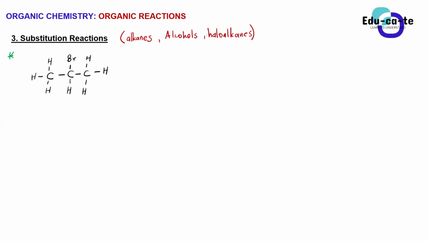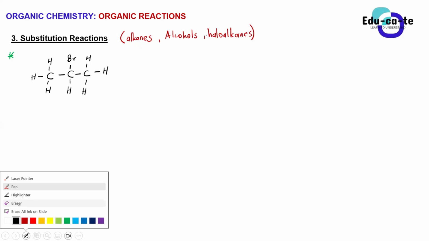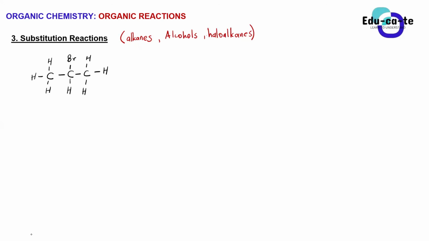All right, so this is a haloalkane, right? Let me now say that I want it to change to be something like this, H, C, H, H, C, O, H, CHH.